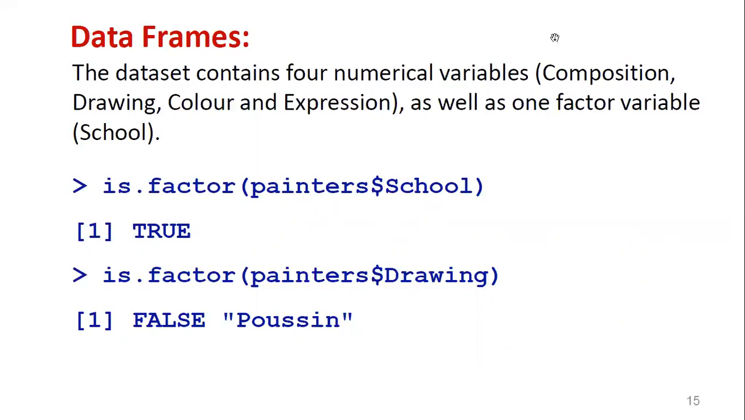Suppose you take another variable other than the factor. Suppose here I am taking drawing. The syntax is the same, is.factor painters dollar drawing. Now you can see, as we just mentioned, drawing is of type numeric. It is not a factor, so it returns false. Only school is the factor. So like that, you can verify each and every variable, whether it is a factor or not, using is.factor.